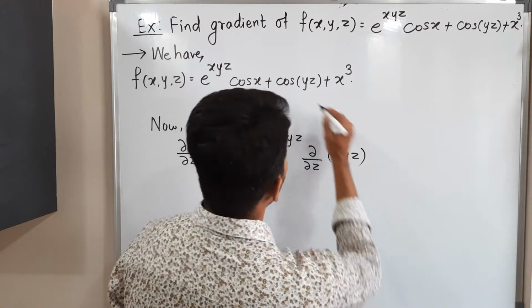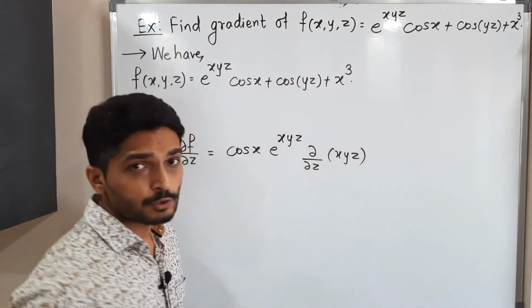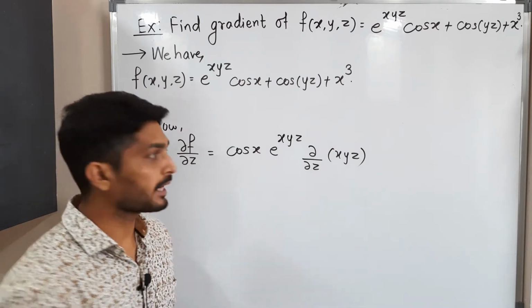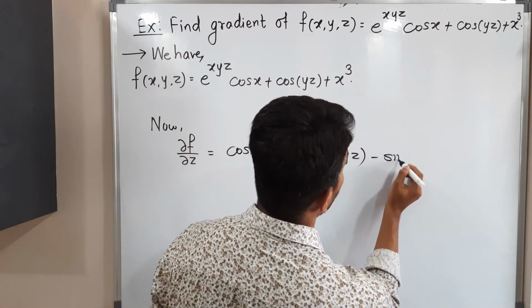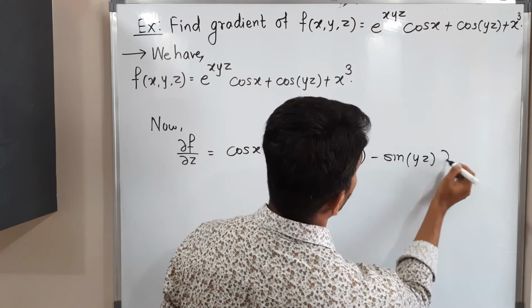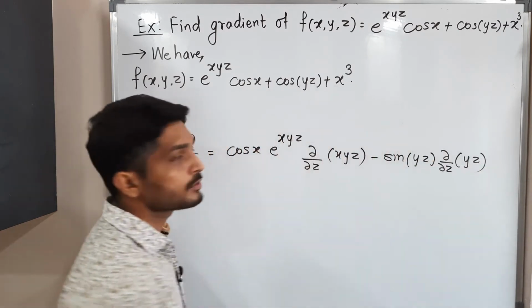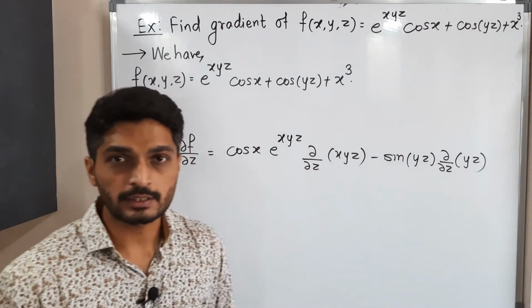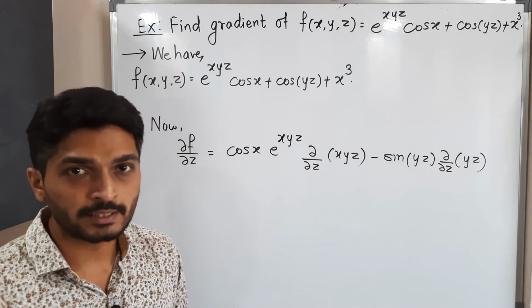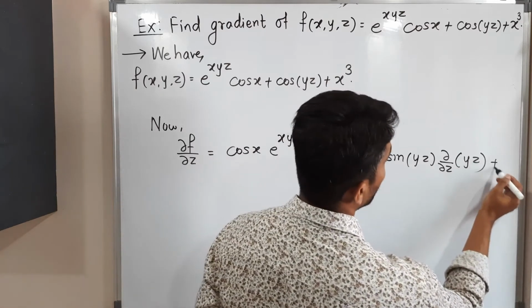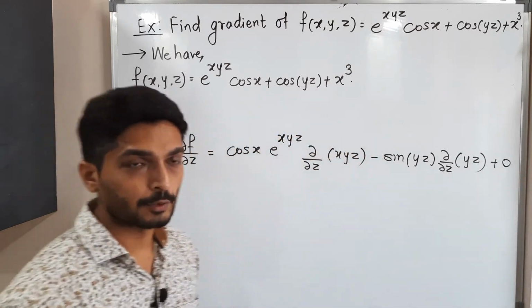Next, the derivative of cos is minus sine, so it's minus sine yz. But again, we need to take its derivative with respect to z, of yz. x cubed is a constant since we are taking the derivative with respect to z and z is not there. So its derivative, the derivative of a constant, is 0.